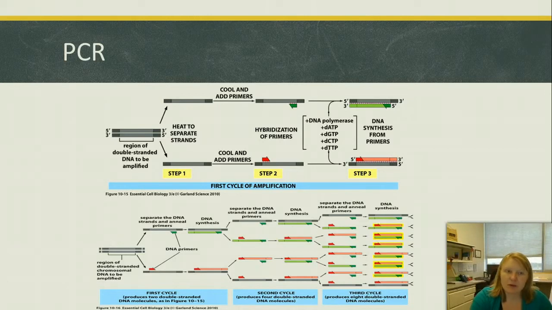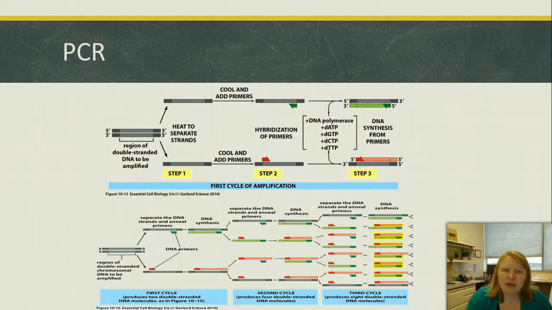So in step 1, we're going to heat the strands. And this takes the place of helicase and opens up the two strands of DNA. We're then going to add primers. We know we need primers so that we can start the polymerase action. So the primers get added. You have to have specific primers, so they have to be hybridized to a specific region in that sequence that we're looking to amplify.